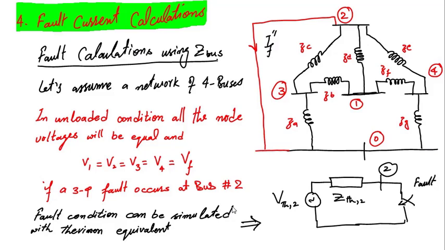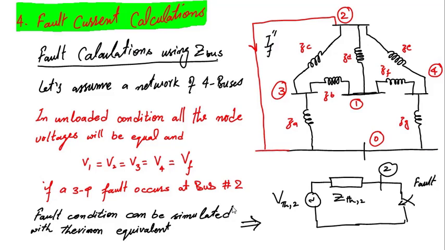If you recall how we use Thevenin theorem to solve circuits, between two points we determine the open circuit voltage, then the equivalent impedance. Here we are interested between two nodes, bus number 2 and reference. So first we calculate the open circuit voltage. That open circuit voltage is V Thevenin at bus number 2, and the impedance of the whole network between bus number 2 and reference is Z Thevenin 2.